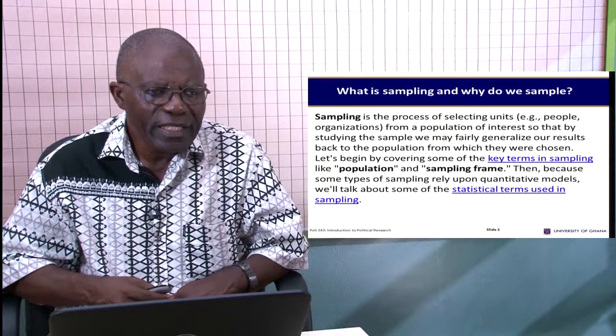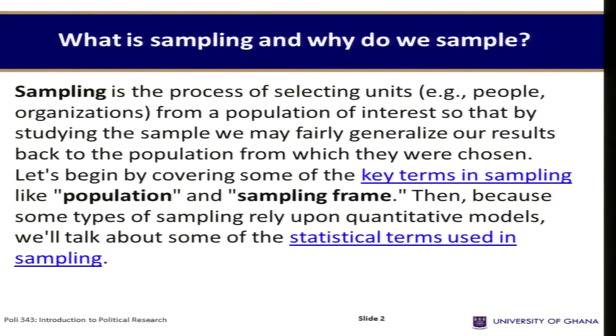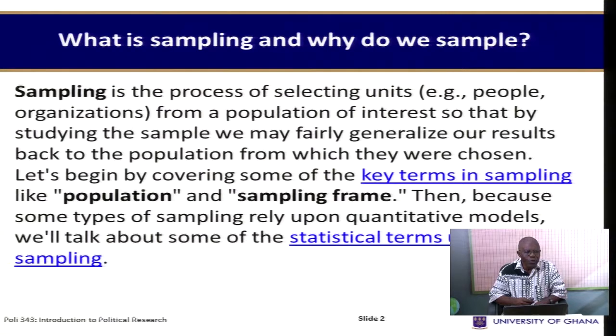So what is sampling, and why do we sample? Now, sampling is a process of selecting units, for example, people, organizations, etc., from a population of interest, so that by studying the sample, we may fairly generalize our results back to the population from which they were chosen.